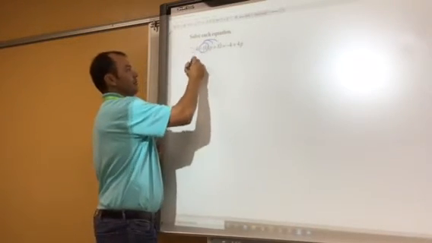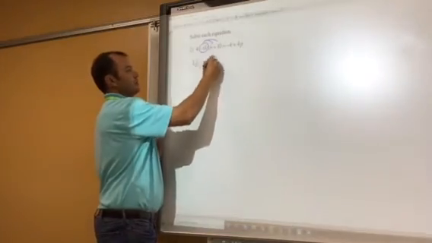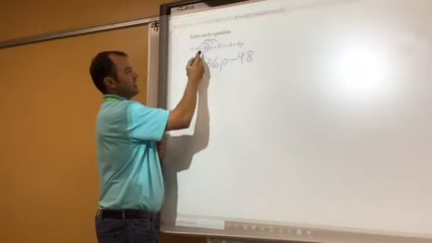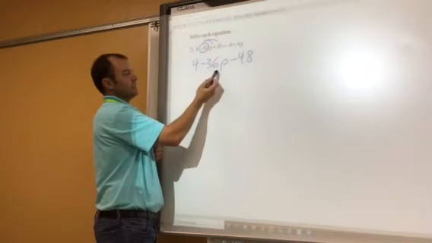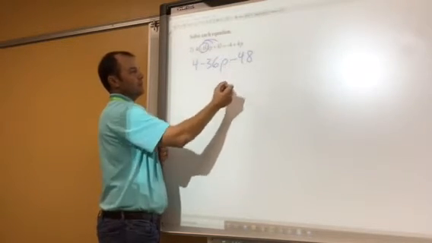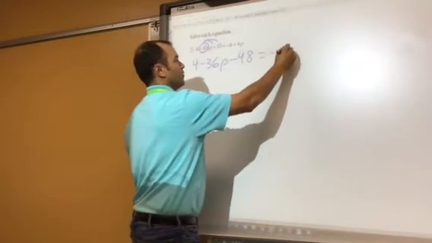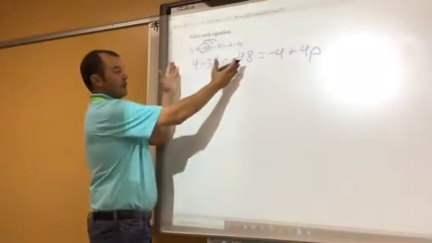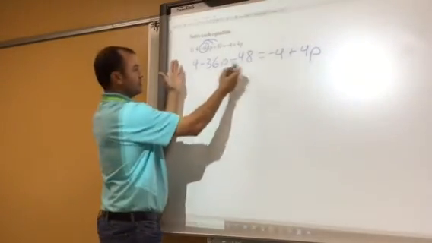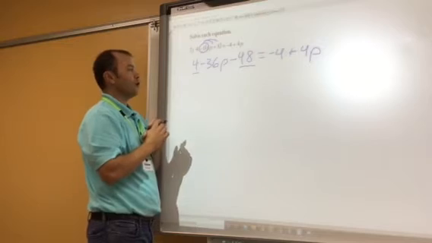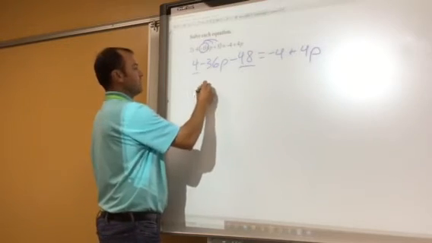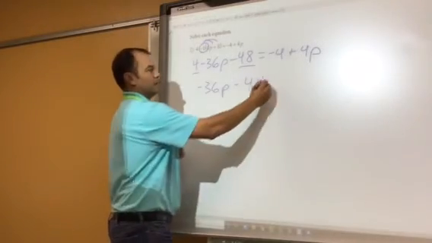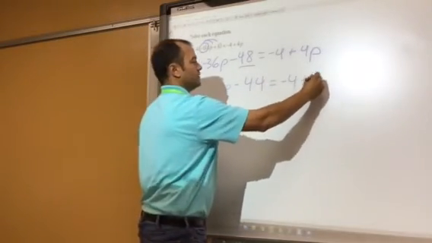first, and then we're going to go 4 minus 36p minus 48. That's taking the -6 times the 6, the -6 times the 8, equals -4 plus 4p. Next step, we're going to combine our like terms on this side. These are considered to be like terms. So 4 minus 48 is going to give me a negative 44 equals -4 plus 4p.